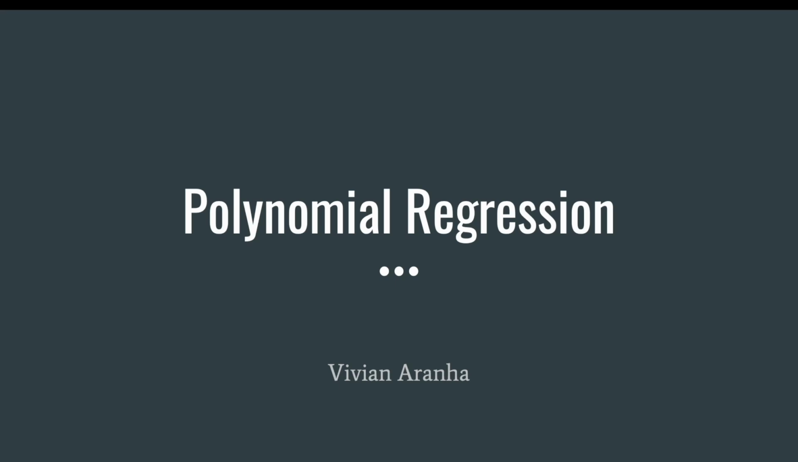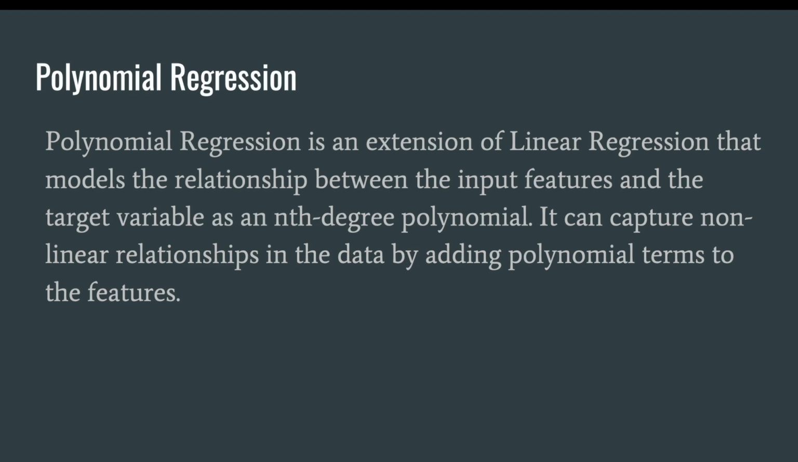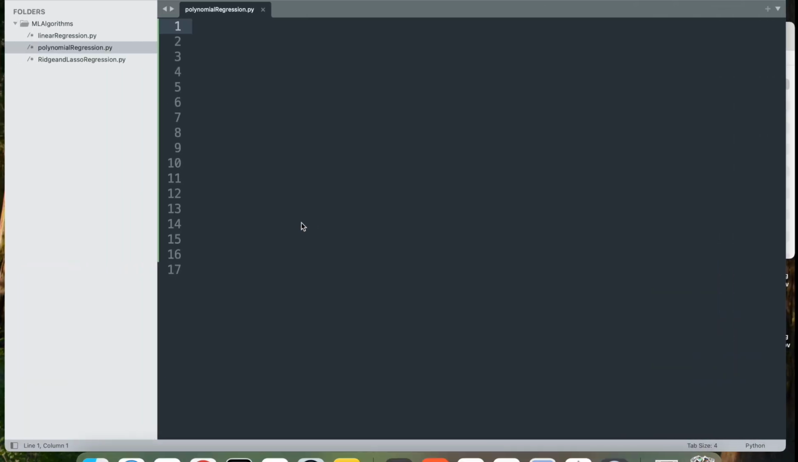Polynomial regression. Polynomial regression is an extension of linear regression that models the relationship between the input features and the target variable as an nth degree polynomial. It can capture non-linear relationships in the data by adding polynomial terms to the features. Now let's go and implement this.